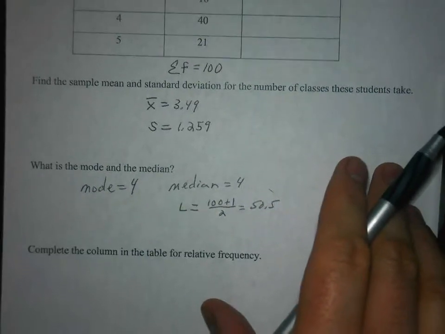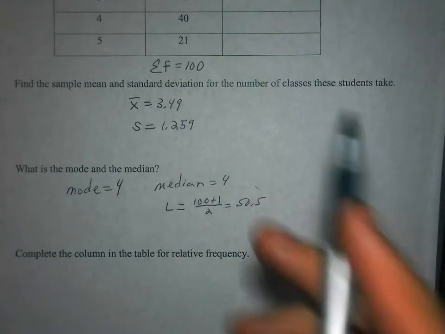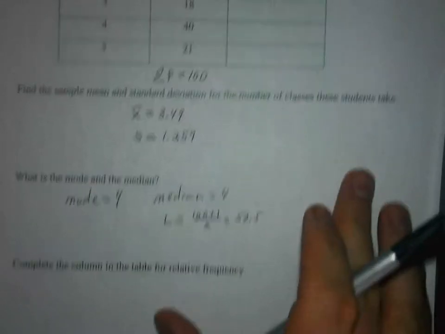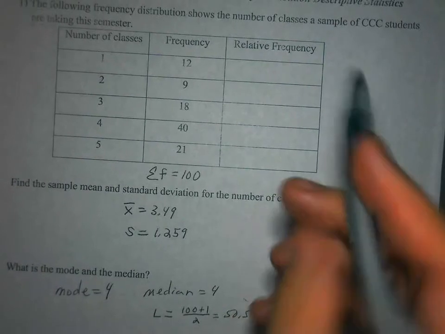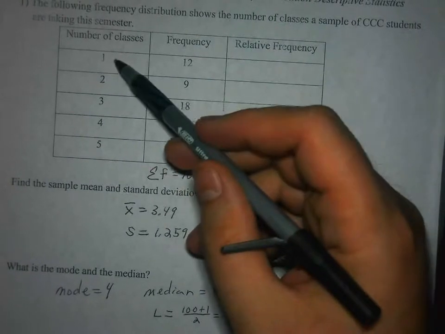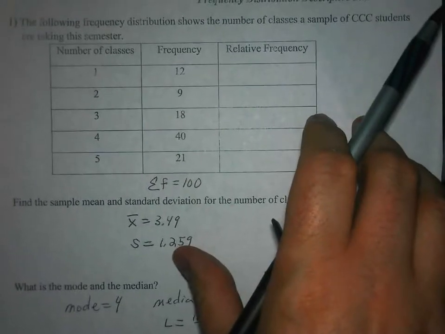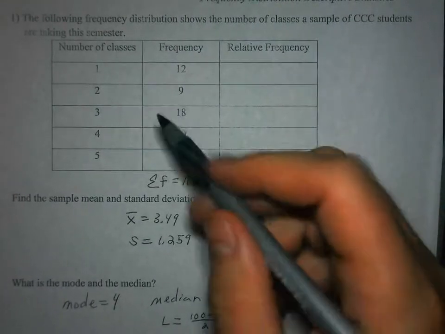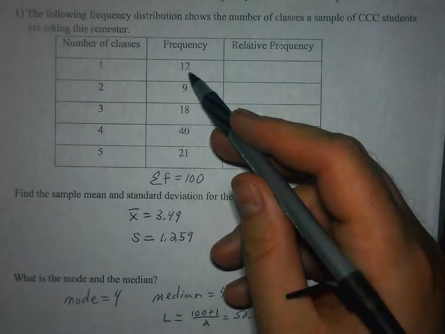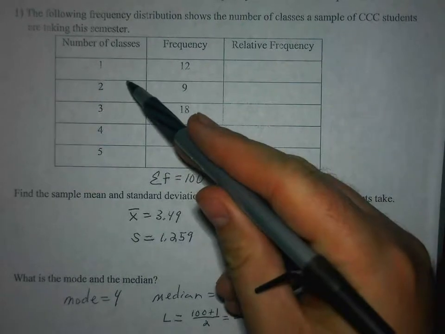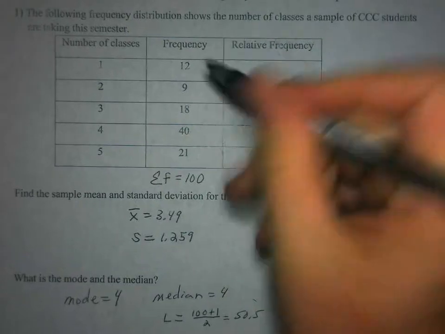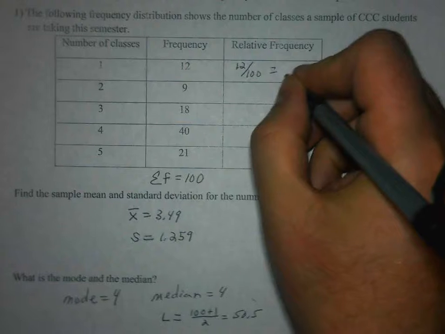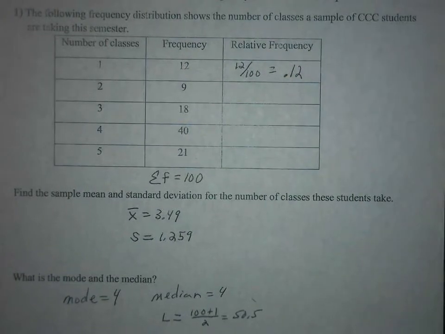The last thing to look at here is something you run into every now and then called relative frequency. All that relative frequency tells you is the number of classes each student takes relative to the rest. Well, there are 12 students out of 100 that only took one class. So 12 out of 100 is 0.12, or 12%.